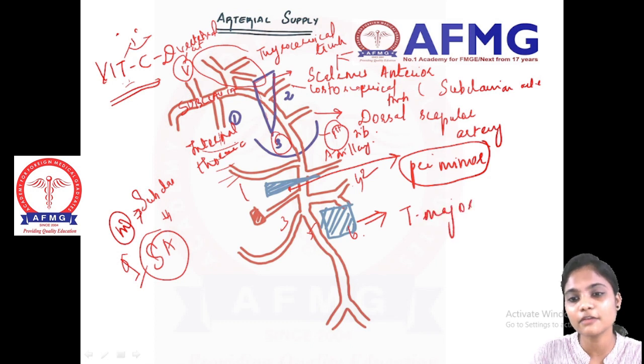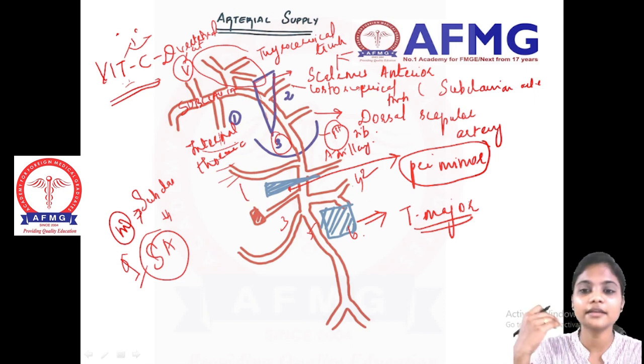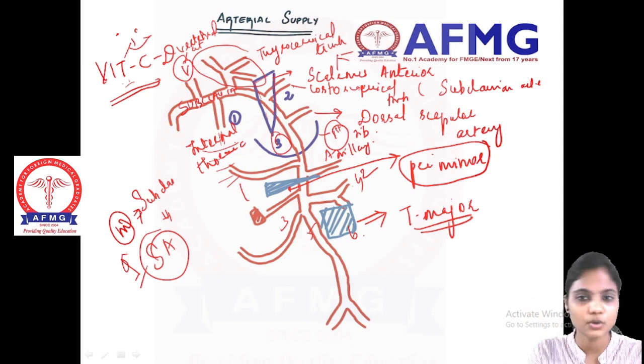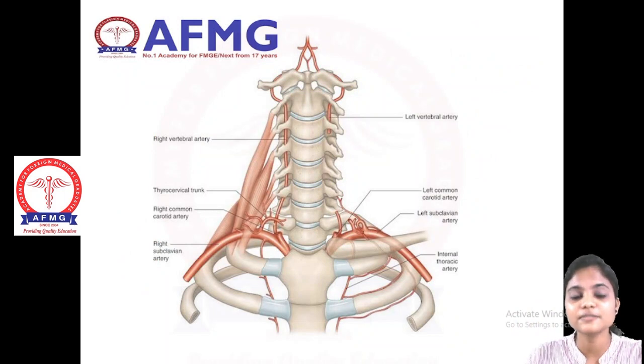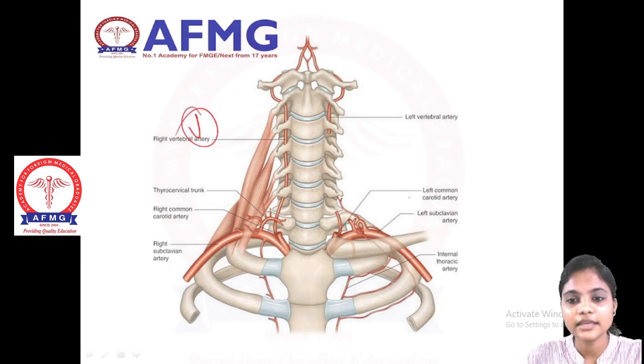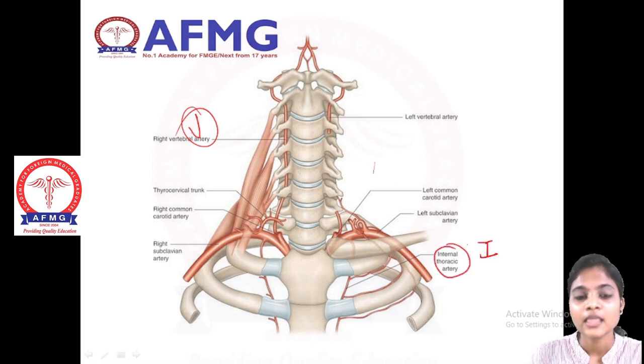So three muscles we have read as of now: one is your scalenus anterior, pectoralis minor and teres major. So three things you are going to remember. So coming again, see, this is what we are speaking about. See the vertebral artery V, right? So here you can see the internal thoracic artery I, and you can see the thyrocervical trunk T.